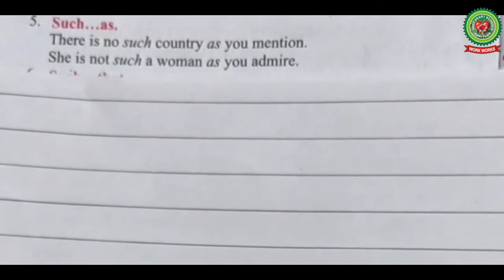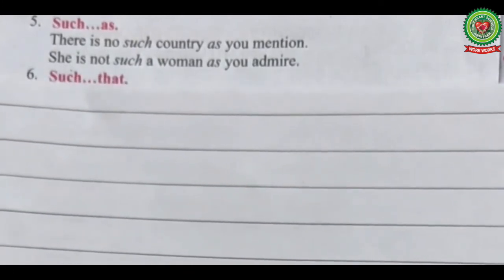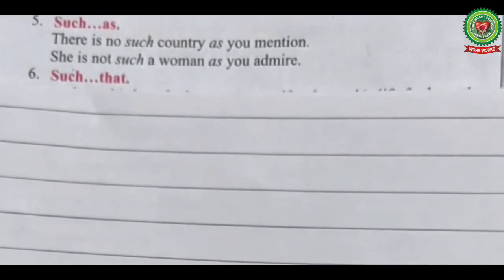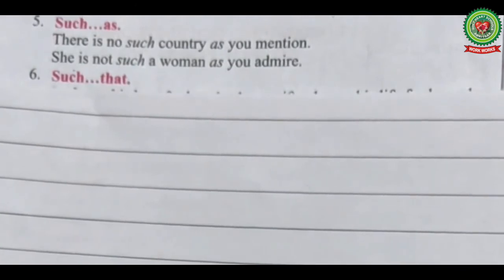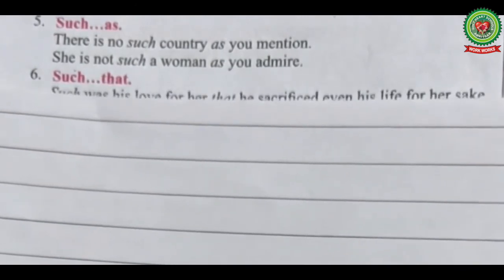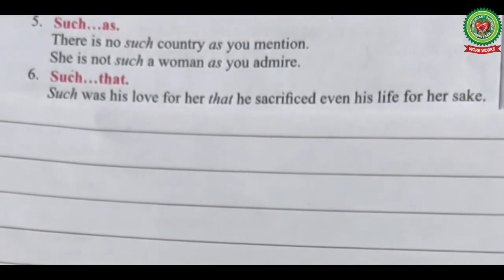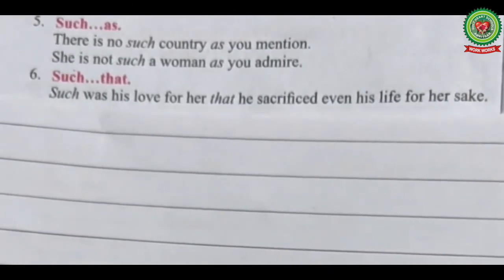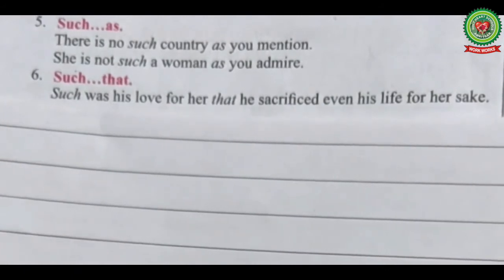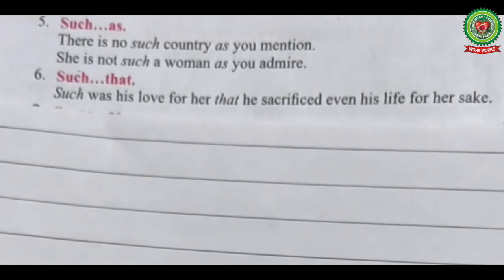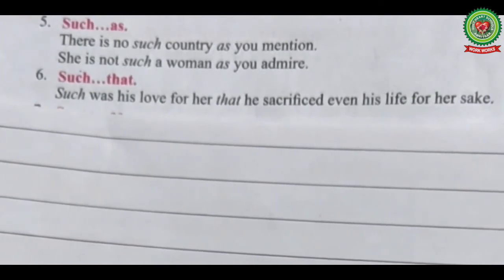Let's move to the next one, that is such, that. We use the correlative conjunctions such, that to show result or effect or consequence. For example, such was his love for her that he sacrificed even his life for her sake. Now, what was the consequence of his love for her? The consequence was that he sacrificed even his life.